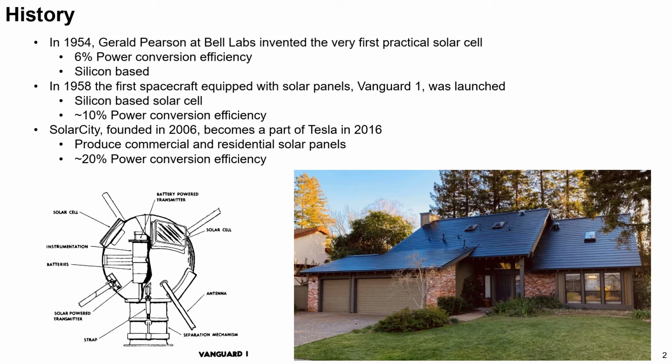In 1958, only 4 years later, the first spacecraft equipped with solar panels, Vanguard 1, was launched. Aboard this satellite, it had a silicon-based solar cell with about a 10% power conversion efficiency. Fast forward to today, and Solar City, which was founded in 2006, became a part of Tesla in 2016. And they produce commercial and residential solar panels, and that's shown on the bottom right. And these solar panels have roughly a 20% power conversion efficiency.